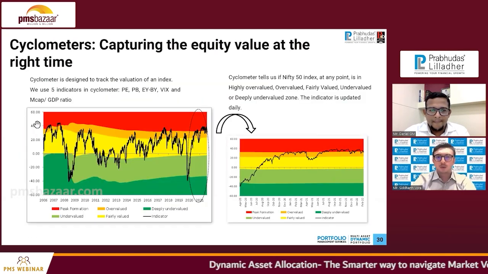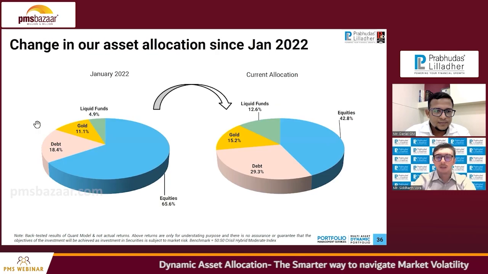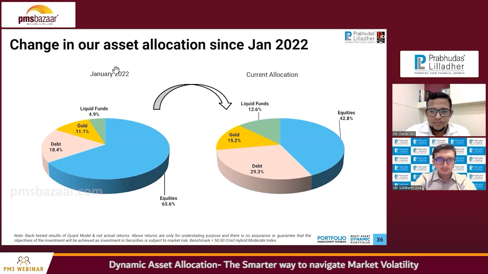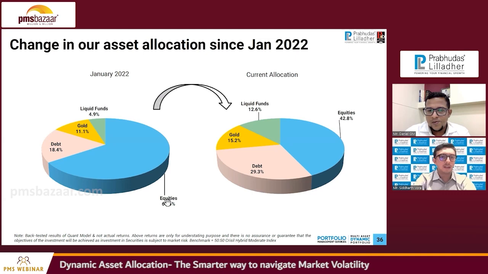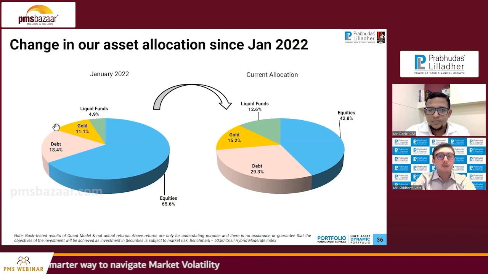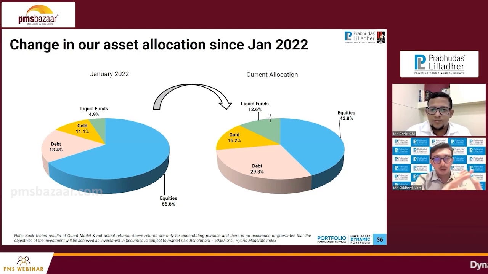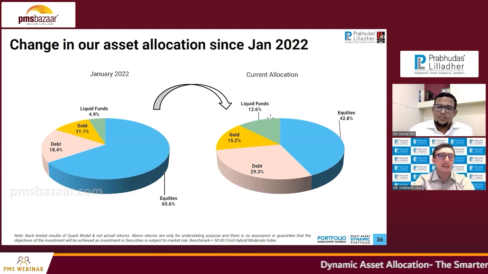And I'll also take you through how our asset allocation has moved. Say in January, we were 65% in equities, 18% in debt, 11% in gold, and 4% in liquid. This mix over time has changed to 42% equities, 29% debt, 15% gold, and 12.5% liquid. So this shows how the asset allocation has changed and how dynamic the model has been in terms of rebalancing.